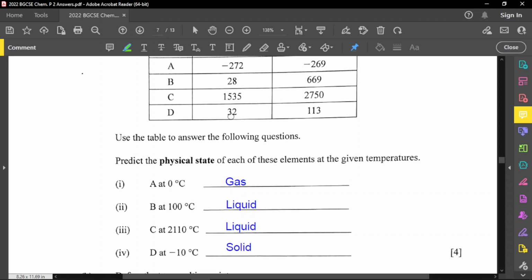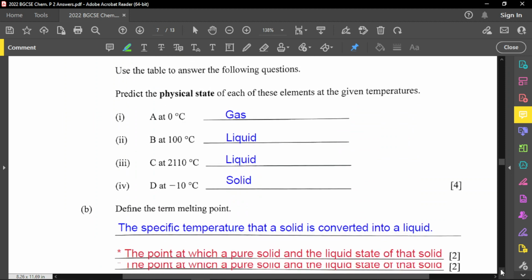If it melts at 32, anything below 32 will have to be a solid, right? So minus 10 is way less than 32. So therefore it must be a solid, because it can only be a liquid at 32 degrees, right? So just watch the temperatures and know what the temperatures mean, and then you're good.